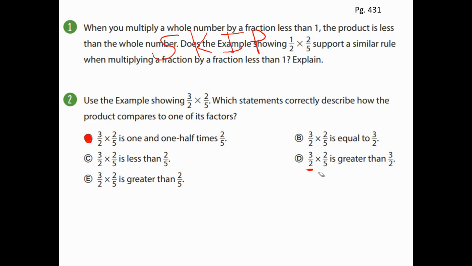And then lastly, E, 3 halves times 2 fifths is greater than 2 fifths. I'm looking at the number 2 fifths. I'm multiplying it by 3 halves. Well, this number is greater than 1, so my answer would be greater than 2 fifths. So A and E are my correct answers there.